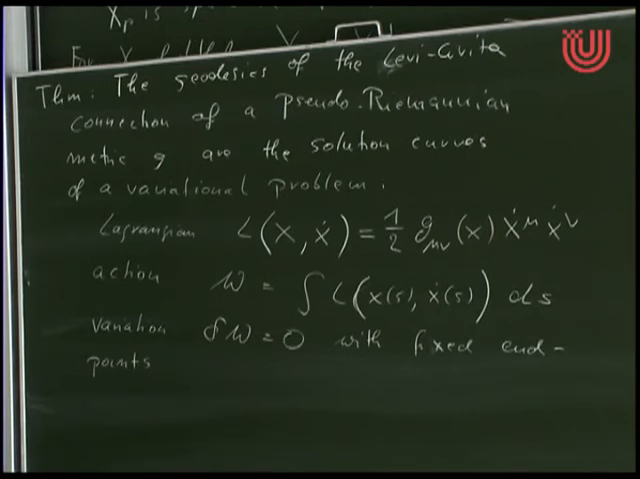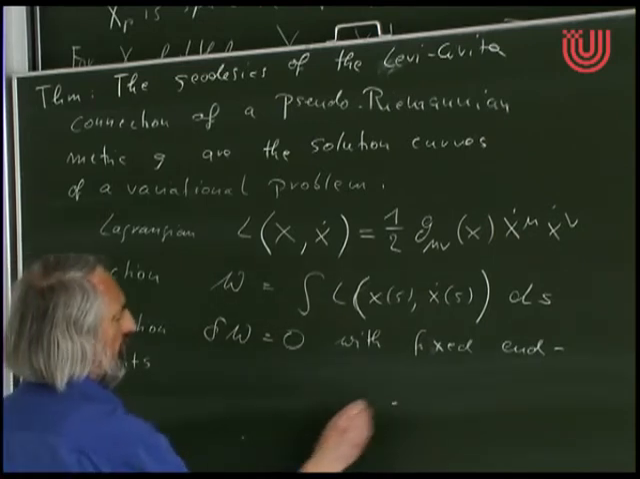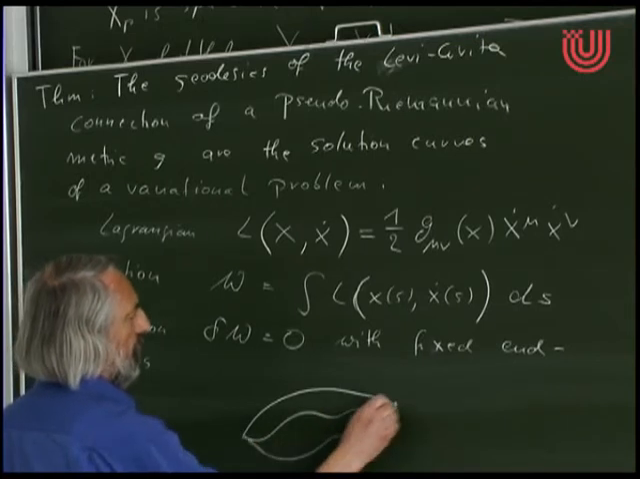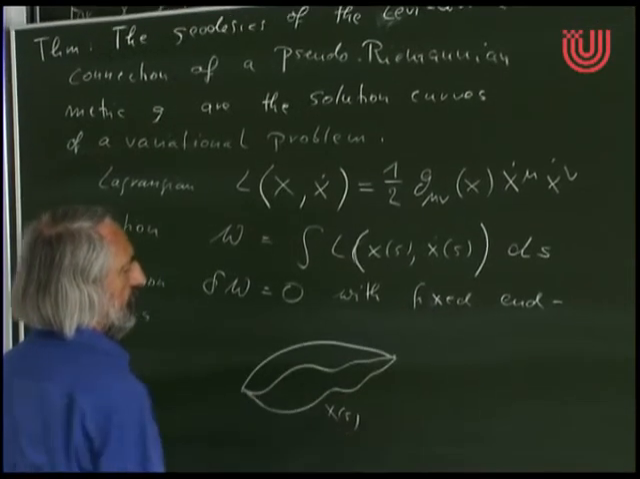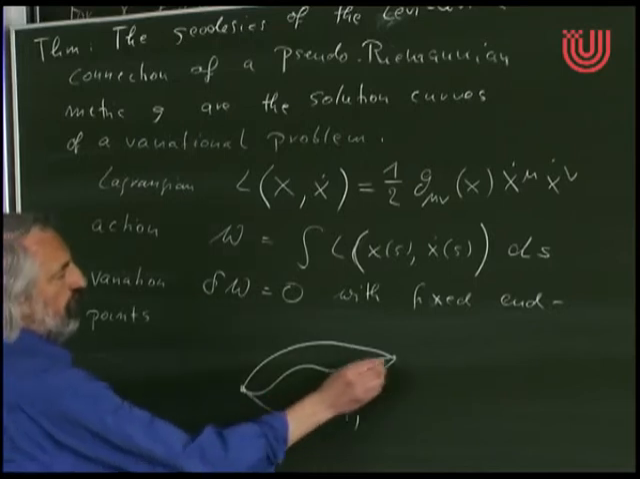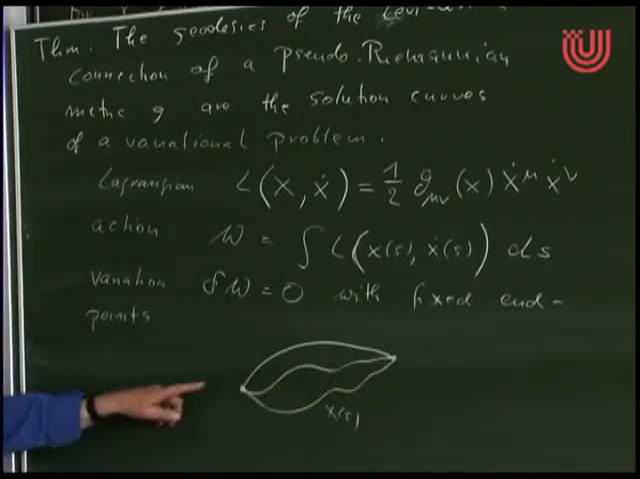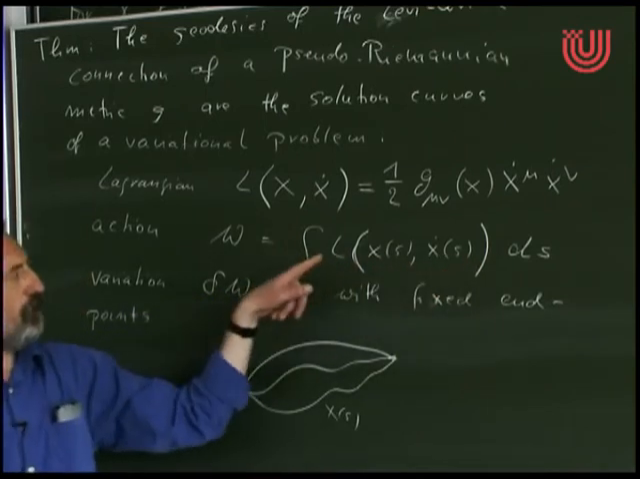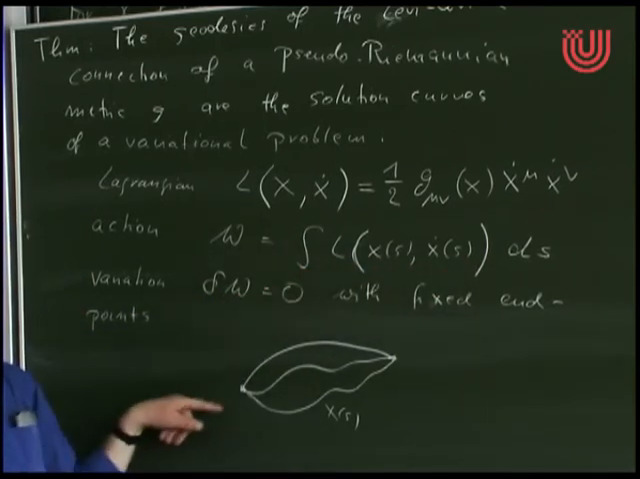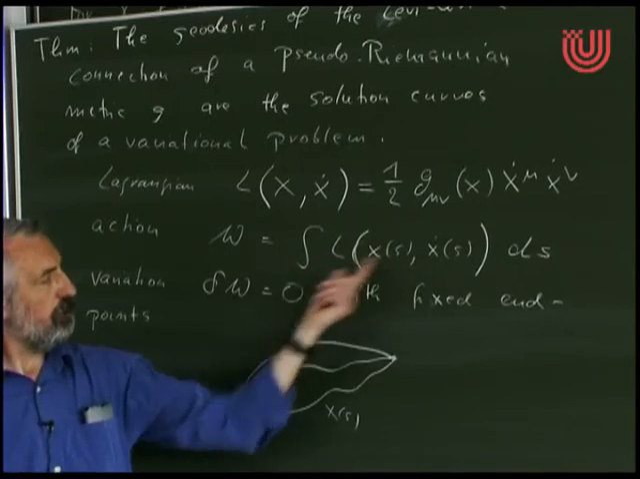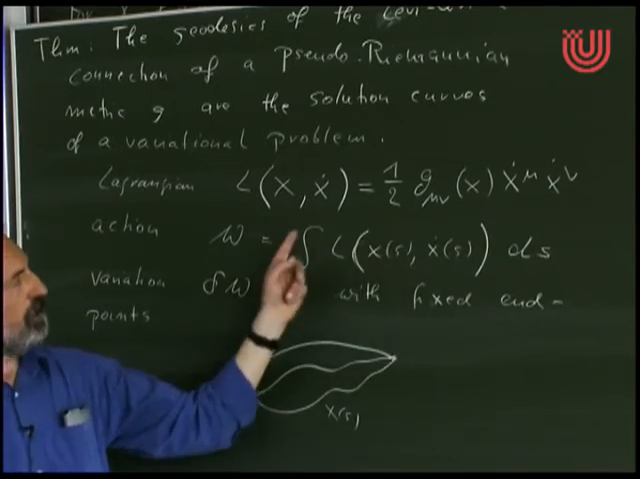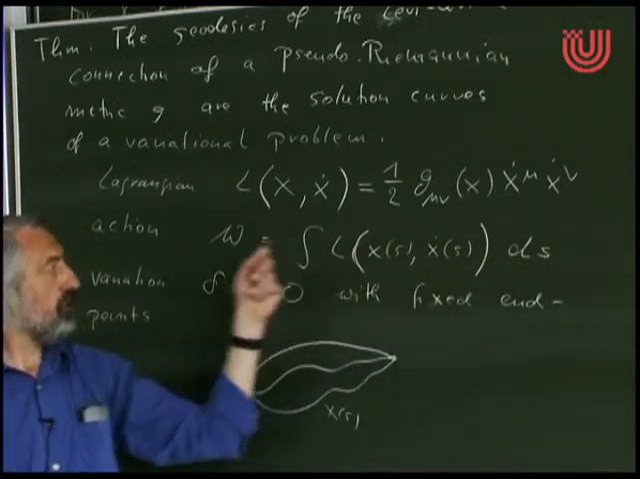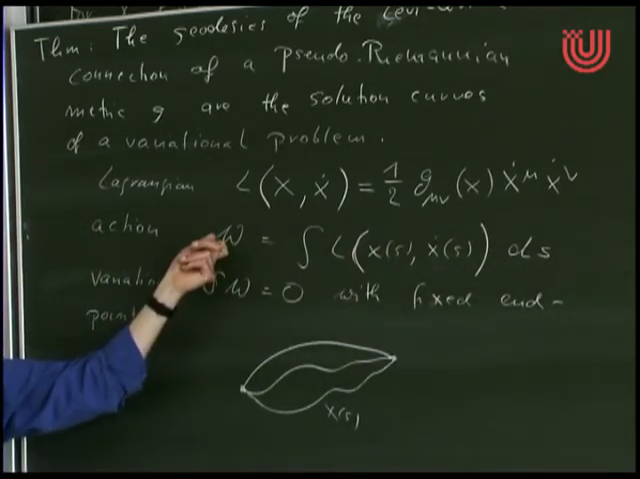Yeah? So I do the following. I give prescribed endpoints, and then I consider all sorts of curves x(s) which connect two fixed endpoints. And then I calculate for each point this here. This is a well-defined function now along the curve. So if I insert my trial curve, I get something which depends on s only, and this can be integrated. This gives me the value of the action for this curve.